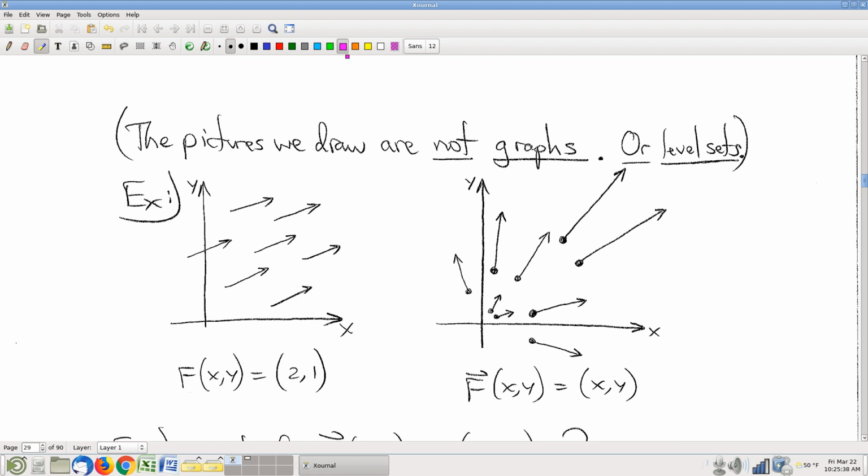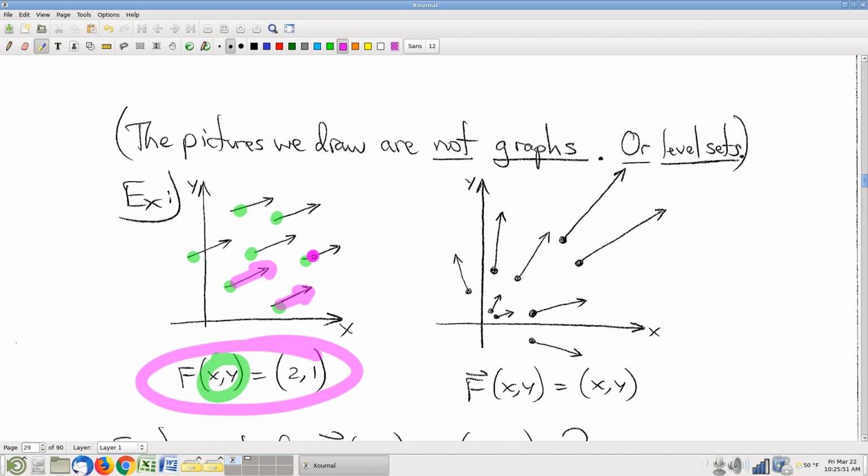Let's look at this one where the vector field formula is 2, 1. What that says then, at every point x, y, wherever you might be looking, the associated field vector is 2, 1. 2, 1, always the same vector. So from every point in this two-dimensional space, x, y, we get an associated vector. It's always the same direction, always the same magnitude. And that's a picture that's approximately like that. Okay.